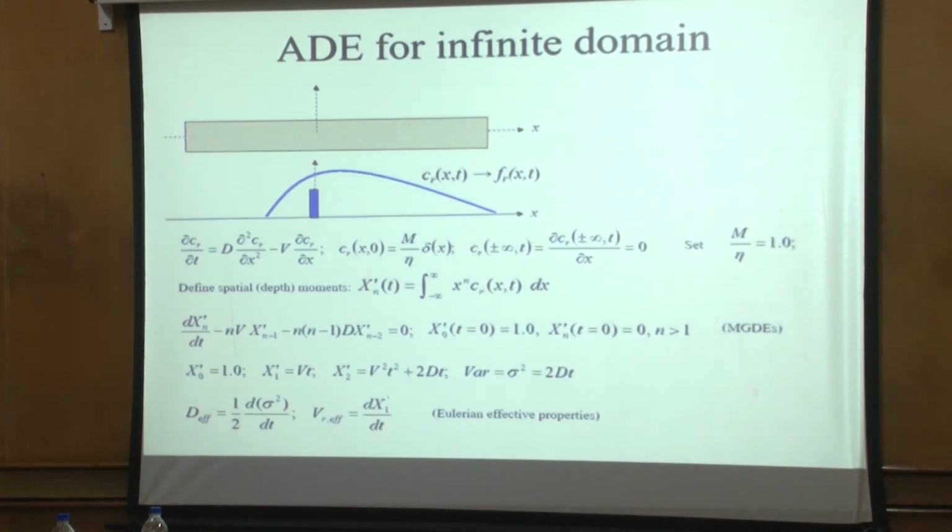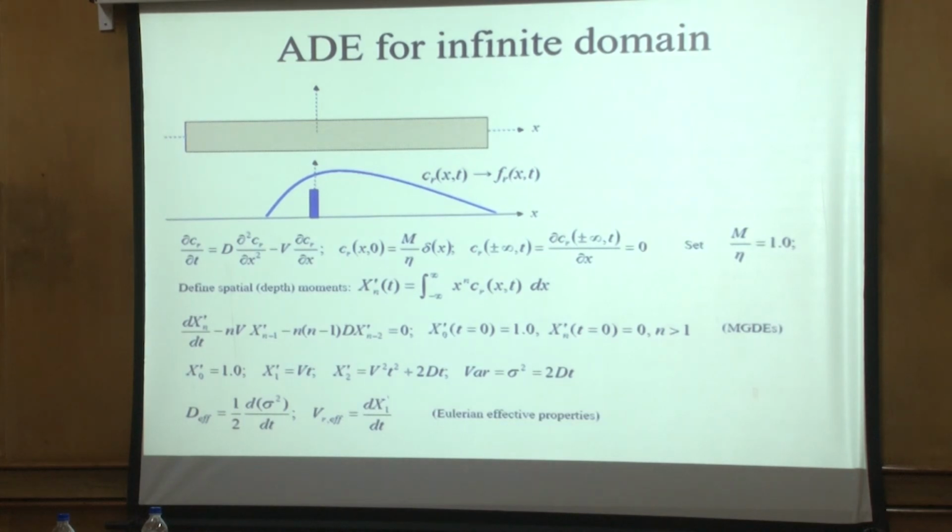but we can keep doing this. If I do this, in this case, x0' is simply equal to 1. x1', remember, is the first moment, is simply v times t. x2' is v squared t squared plus 2Dt, and therefore the variance of the spatial moments based on these is 2Dt.